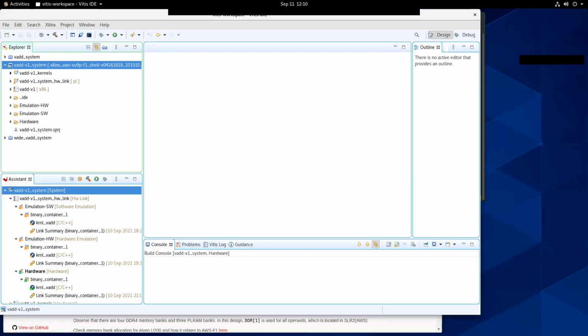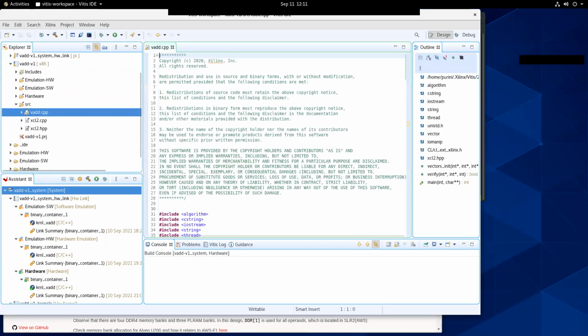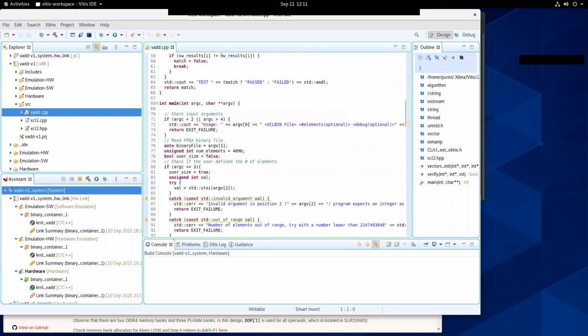So here the kernel, just to recap where we are. This is the host code. VR.cpp has the host code.